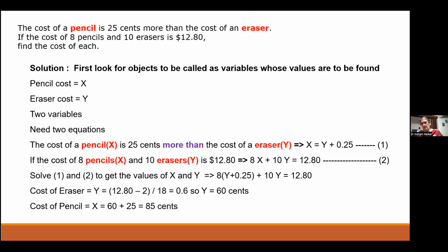So understand the comprehension when I say it for a word problem: it basically means three basic steps. Find out the number of objects, call them by variables, and find the relation between the variables which is given in the statement.